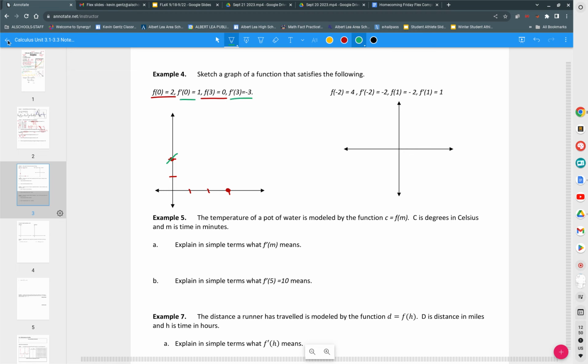And then f prime of 3 equals -3. That means at 3 the slope is -3. So I'm going to approximate a slope of -3 right at that spot. There's an infinite number of graphs that you could draw that satisfy these requirements. I'm just going to draw one graph. Here's one graph that satisfies those requirements.